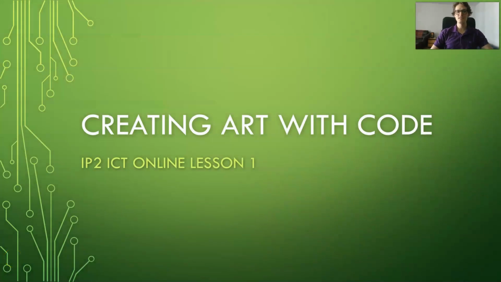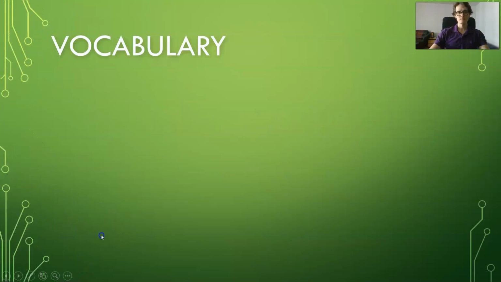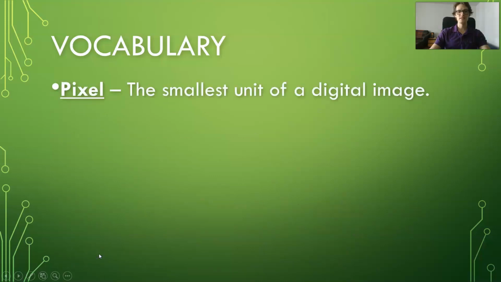Today's topic is creating art with code. We have some new vocabulary today. The first word is pixel. A pixel is the smallest unit of a digital image. Okay, that might be a little confusing. I'll show you guys an example later.